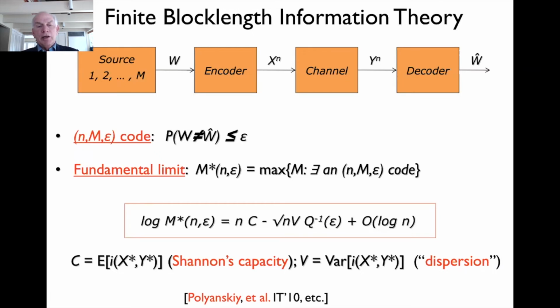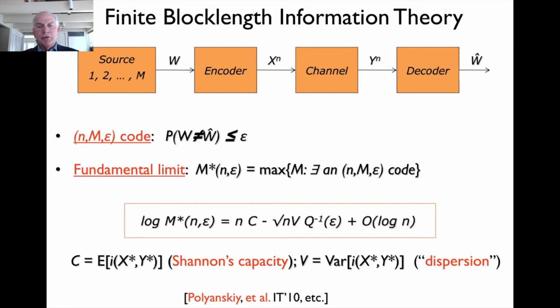Now, the variance of that same random variable whose mean is the capacity is the dispersion. So you see, we're getting here a very nice result where the first term, the leading term, is Shannon's capacity. The second order term, or the first higher order term, is based on the variance of the random variable whose mean is Shannon's capacity. And then there are some higher order terms.